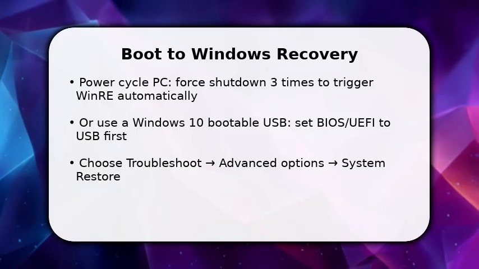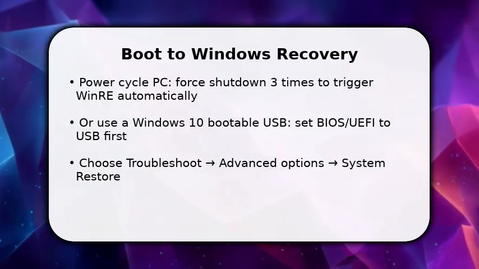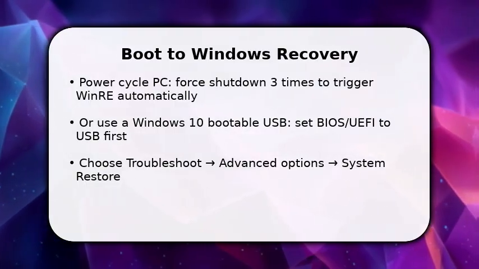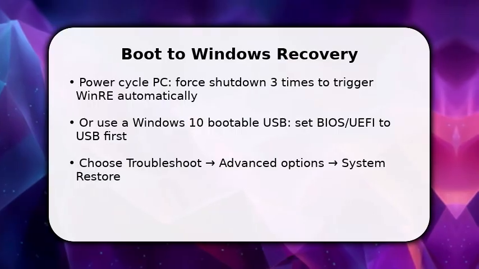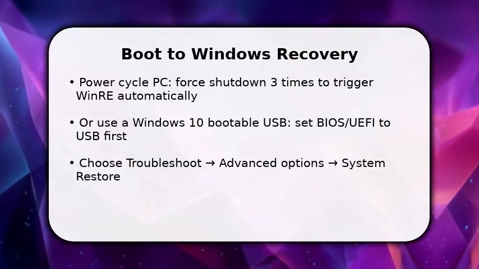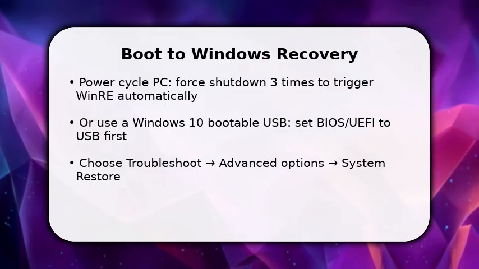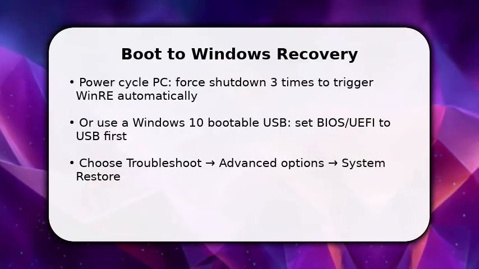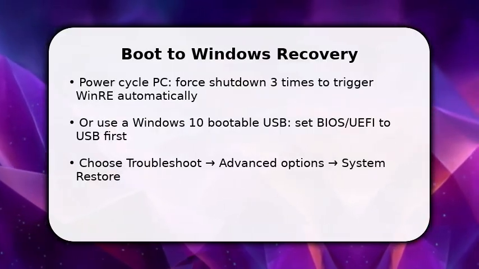Enjoy the video. You need to get into Windows recovery environment now. If Windows won't start, force 3 hard shutdowns to auto-launch WinRE. Once done, select Advanced Startup or boot from a Windows 10 USB and set USB first in BIOS. You will then choose Troubleshoot, then Advanced Options. Make sure to pick System Restore when available.